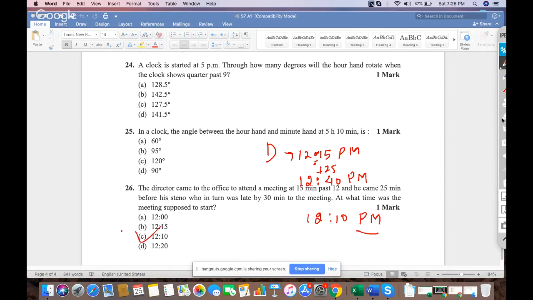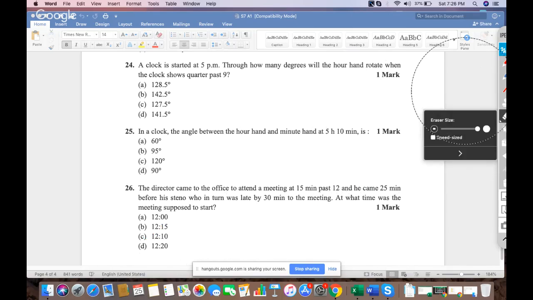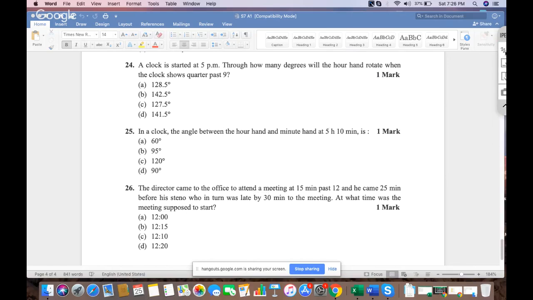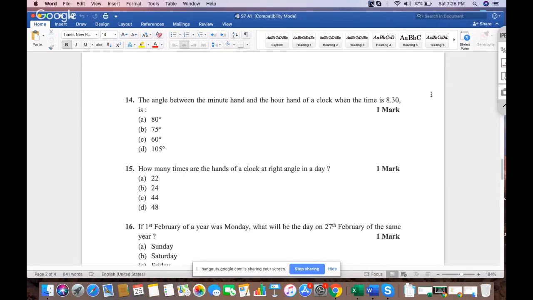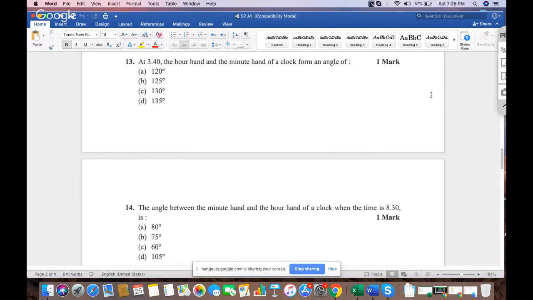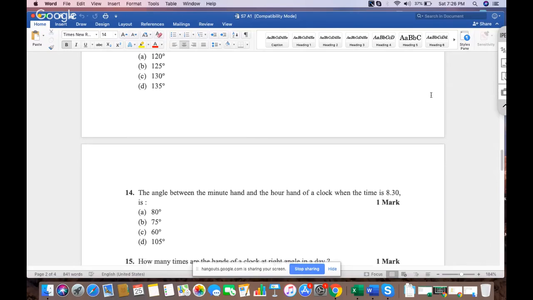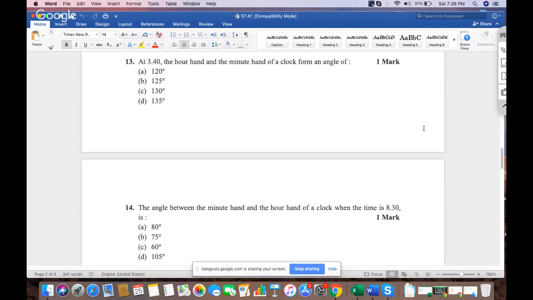So that's the answer. So you can see what kind of questions are there, which are very easy if you know the formula, and you can solve all these kinds of questions in the examination. Now let me check if there is any other question left out. Solve question number 13 and 14, two questions, and then we'll wrap up this.